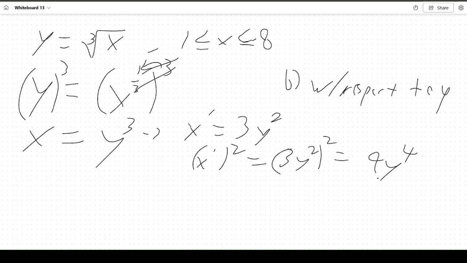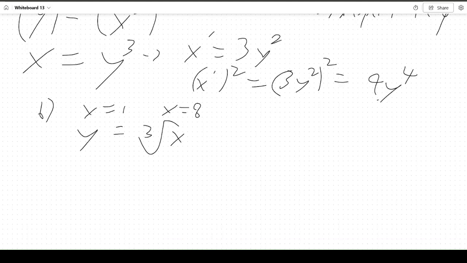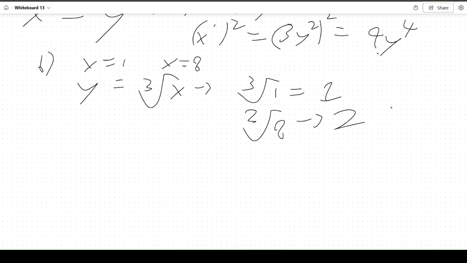So we can just plug in 1 for x. We're going to plug in 1. The cube root of 1 is going to be 1, and the cube root of 8 is going to be 2. So our new y values would be 1 and 2. And we have our squared derivative over here. Now it's time to plug it in.